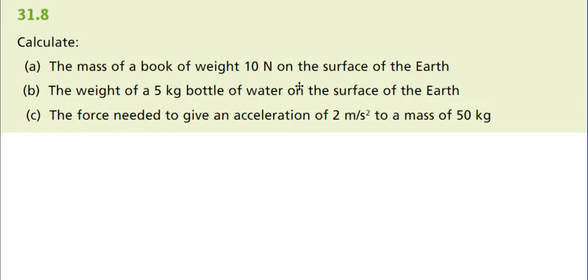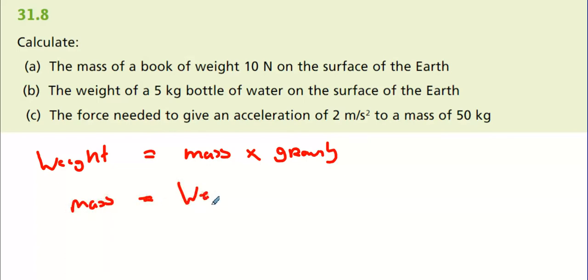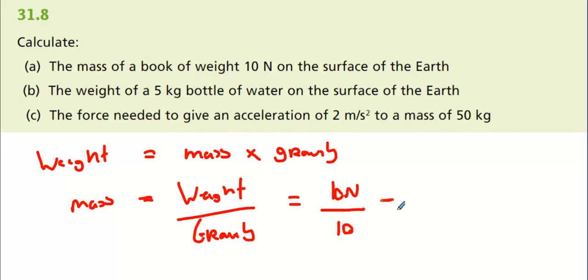31.8. The mass of a book of weight 10 newtons on the surface of the earth. Well, if weight equals mass multiplied by gravity, mass must equal weight divided by gravity. So weight is 10 newtons, gravity is 10, this means a mass of 1 kilogram. The weight of a 5 kilogram bottle of water on the surface of the earth, well, that'll be 5 multiplied by 10, which gets us 50 newtons.